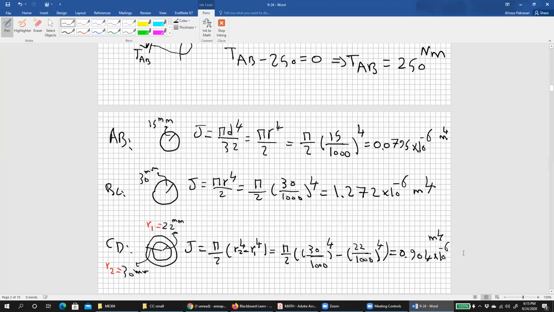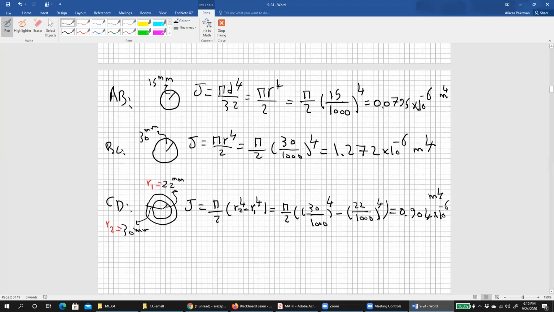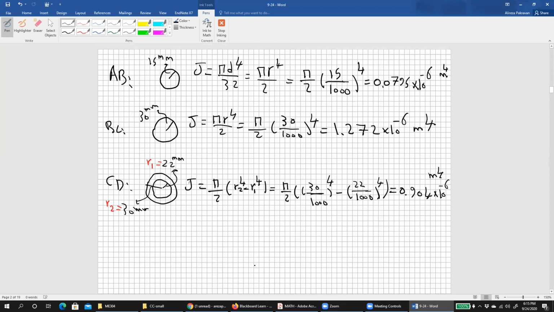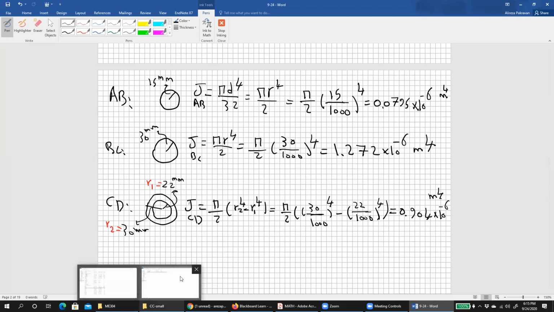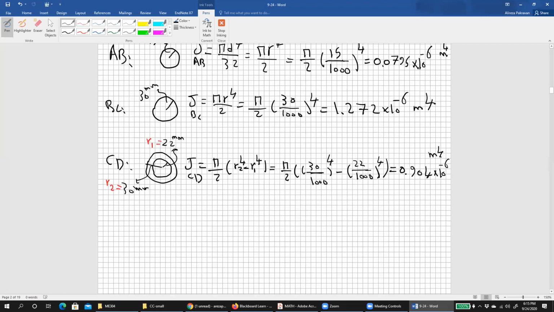Does it make sense to you guys? Yes. Okay, these are the 3 J's. Now, let's construct the formula. Let's start from CD.